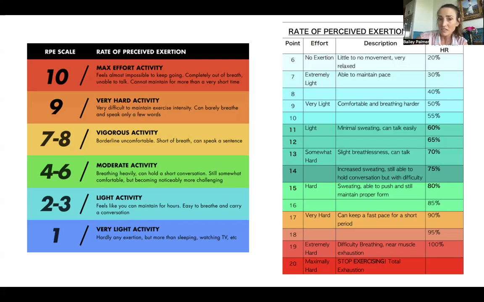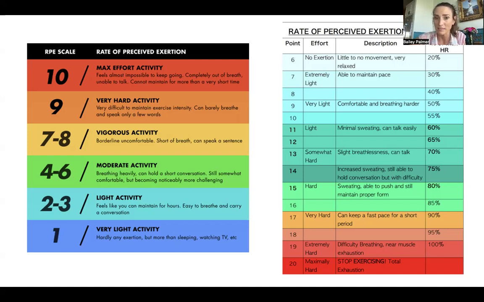I'm about 60% of my max heart rate. We go up to 15. This is a hard type workout. I'm sweating, I'm able to push, and I can still maintain proper form. So I'm still doing okay, but I would consider this to be a hard workout.